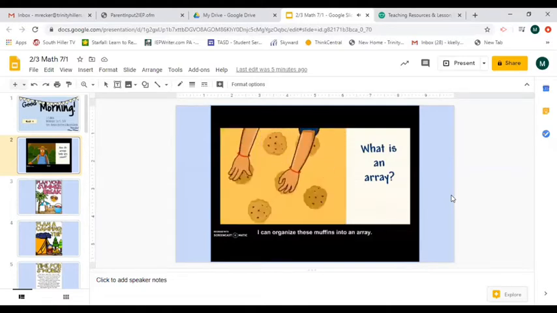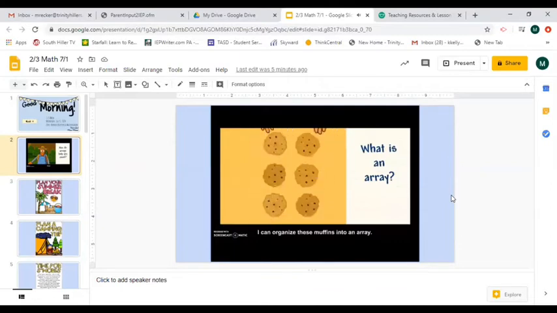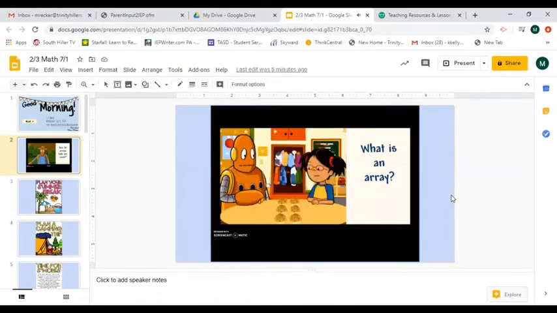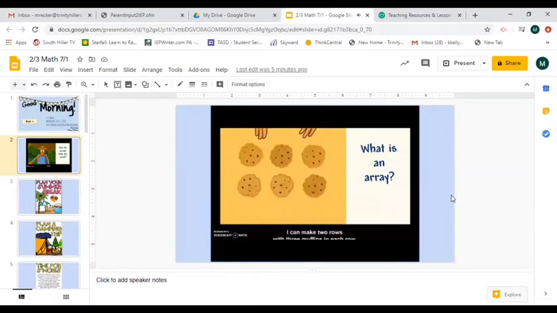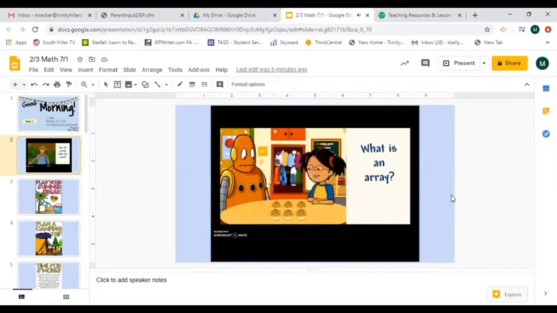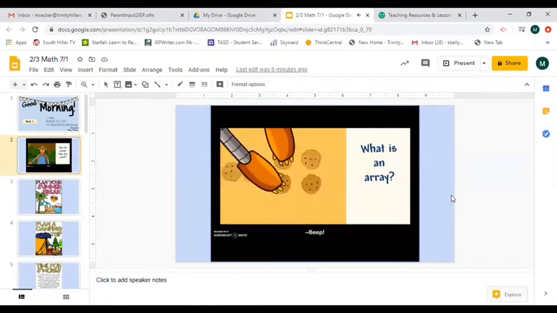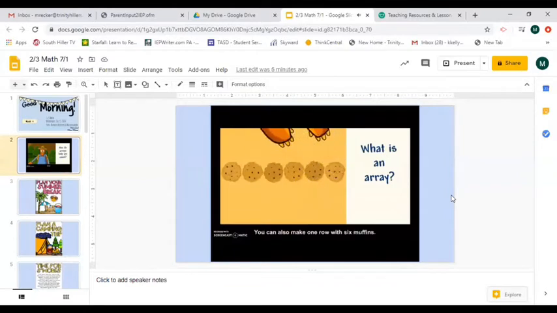I can organize these muffins into an array. I can group them into 3 rows with 2 muffins in each row. Or I can group them in a different way. I can make 2 rows with 3 muffins in each row. Right, you can also make 1 row with 6 muffins.